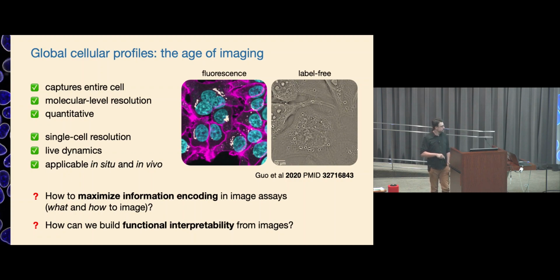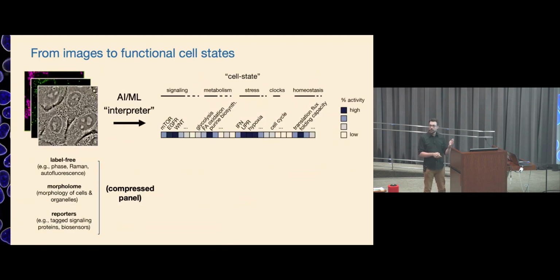And the second big question is, it's great to be able to recognize that something changes, but of course, as cell biologists, what we really want to be able to do is interpret function. And so my dream is that we would be able to find a compressed panel of imaging features that could include label-free morphology features or reporters, but a small enough panel that we could really deploy that, especially in live cells, or maybe in the future in a live animal, and build an AI interpreter that can translate this information into a full functional signature of cells.